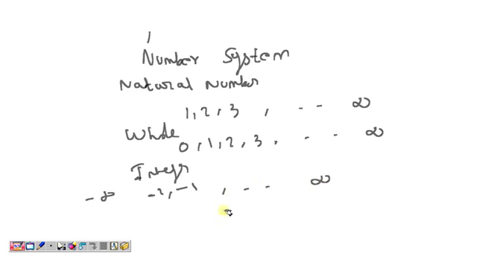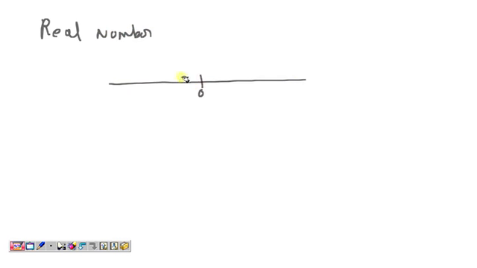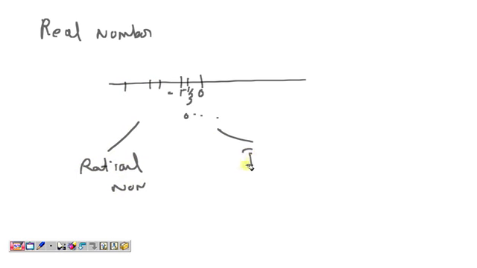So then what are real numbers? A real number is something where everything is on the number line. See, here is the number line. 0, we have -1, we have -1/3, we have a decimal. Everything on the number line is a real number, including fractions and so on. Real numbers are further classified into rational numbers and irrational numbers, because a real number is all the numbers that are on the number line.